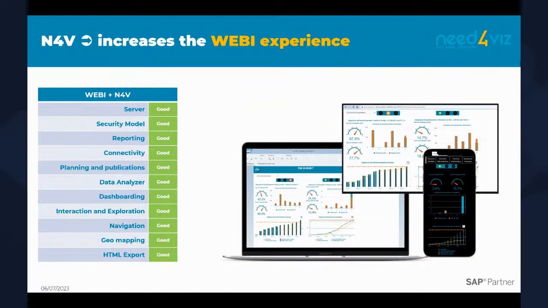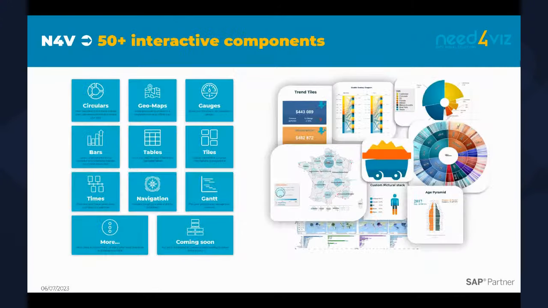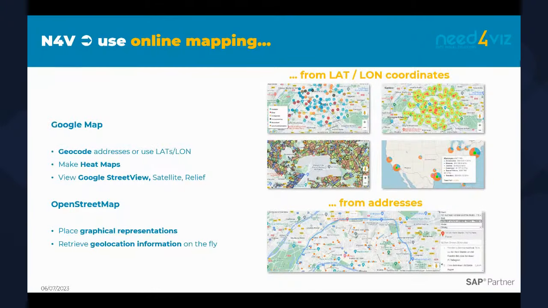We allow you a more cost-effective and efficient way of creating your reports, to save you time and money. In addition, we provide you over 50 interactive components for your reporting needs. We allow you the ability, as we illustrated before, to use online mapping with Google Maps. You have the ability to create heat maps, and use geocode addresses as well as latitude and longitude coordinates. For OpenStreetMaps, we give you the ability to create charts as well as analyze your data.